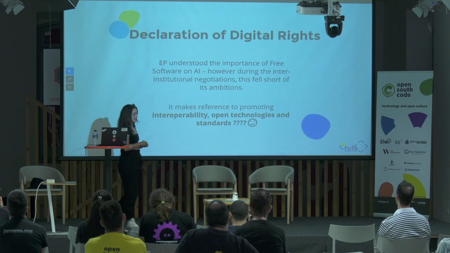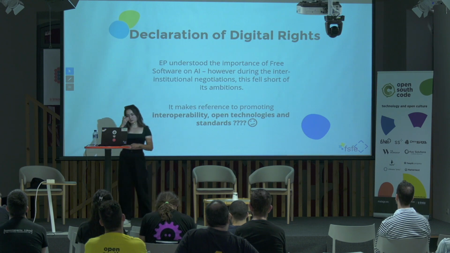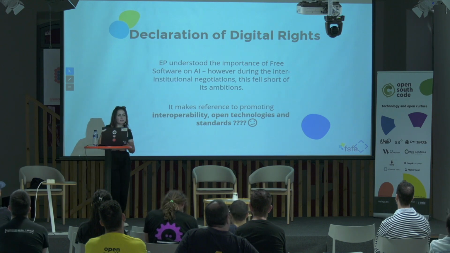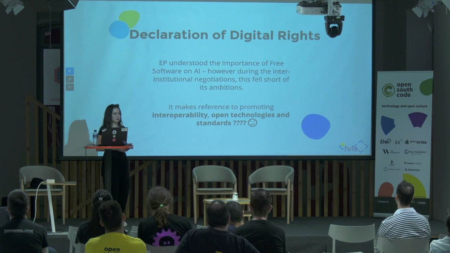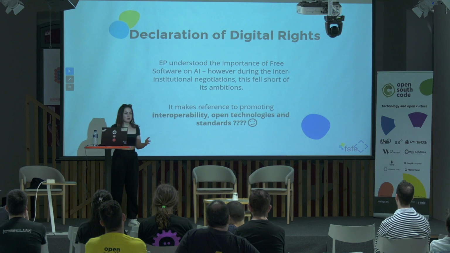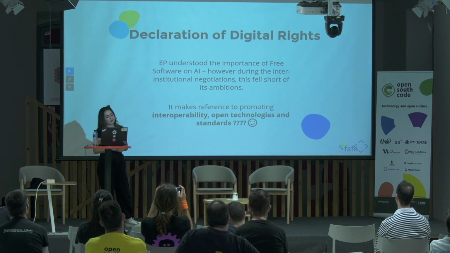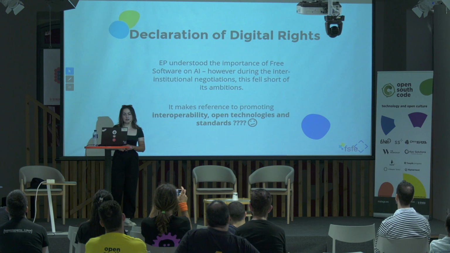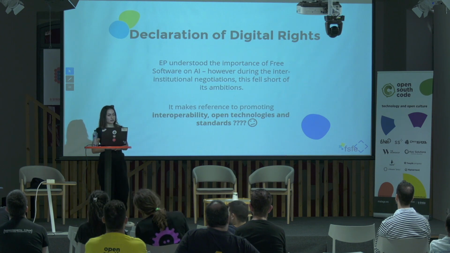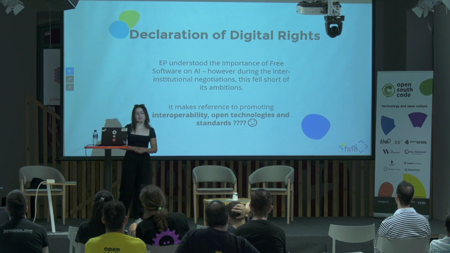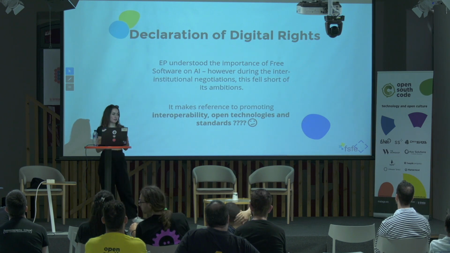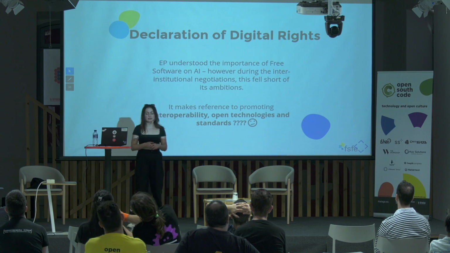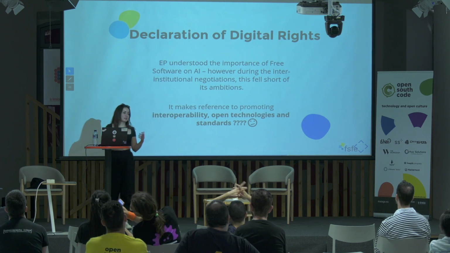So the second one is the Declaration of Digital Rights and Principles. With this, we decided to step in because this declaration will serve as a reference point for the digital transformation of Europe. So basically, we saw the opportunity and decided to also pick this fight. With this specific declaration, the outcome was not ideal, at least not after the interinstitutional negotiations. At least the European Parliament actually understood the importance of free software on AI, because there is a part in this declaration that refers to AI technologies.